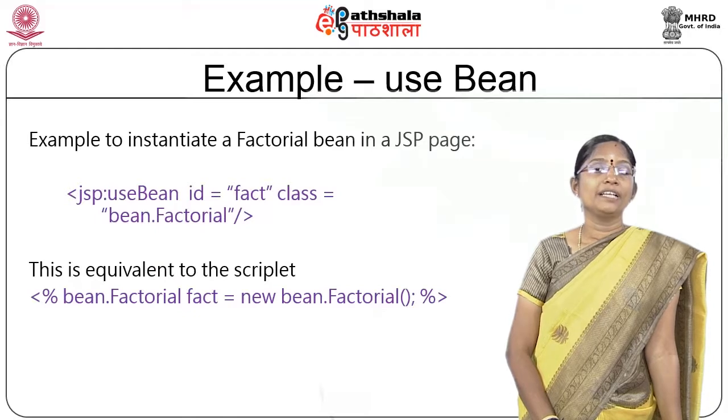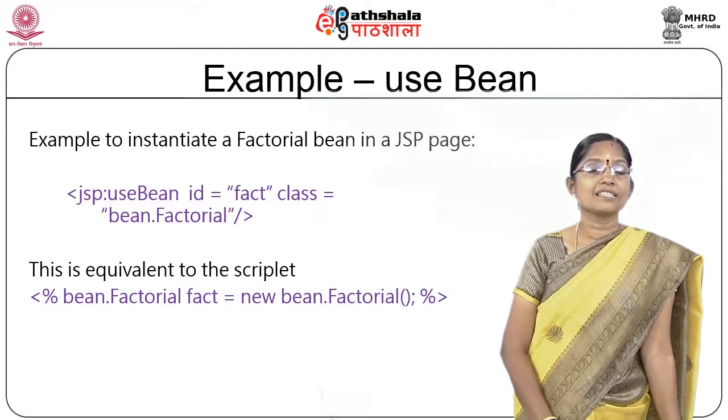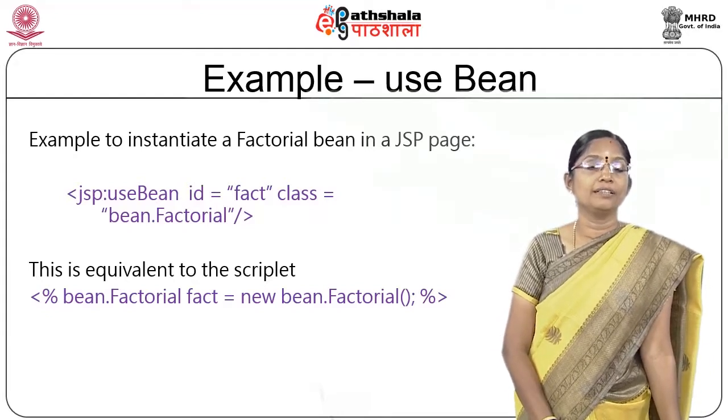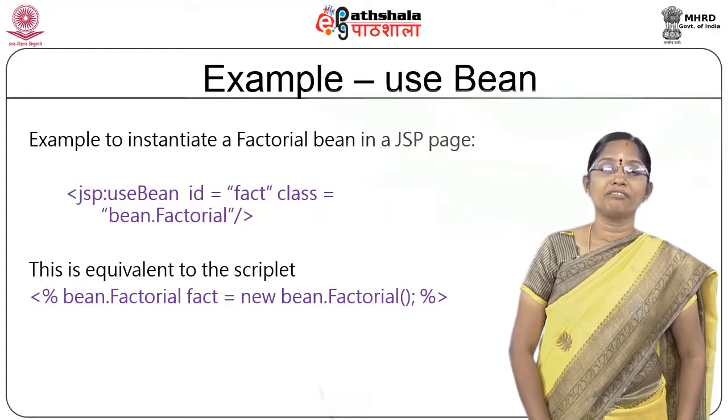We are going to create a factorial using bean class, JSP use bean. This is a use bean action tag. ID of this class is going to be fact, and class name is bean.factorial. That is, bean is going to be a package, under that factorial class has been taken, bean.factorial.